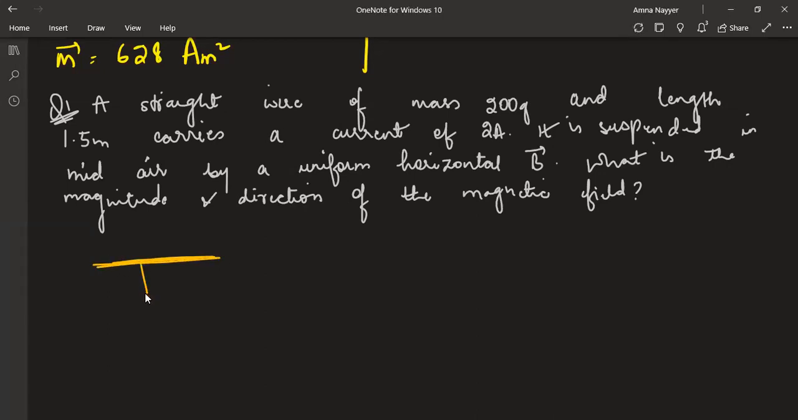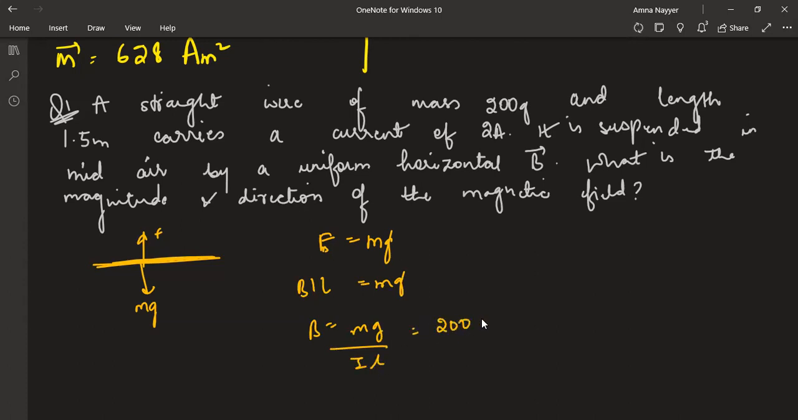For this rod, downwards the gravitational force will be applied, and upwards the force on the conductor, that is the magnetic force, will be applied. So the magnetic force will be equal to mg. That is, B I L will balance mg. The magnetic field will be mg divided by I into L. Mass is 200 into 10 to the power minus 3 kg, acceleration due to gravity is 9.8 meter per second squared, current is 2, length is 1.5. When you solve this, the answer should be around 0.65 Tesla. Check and see.